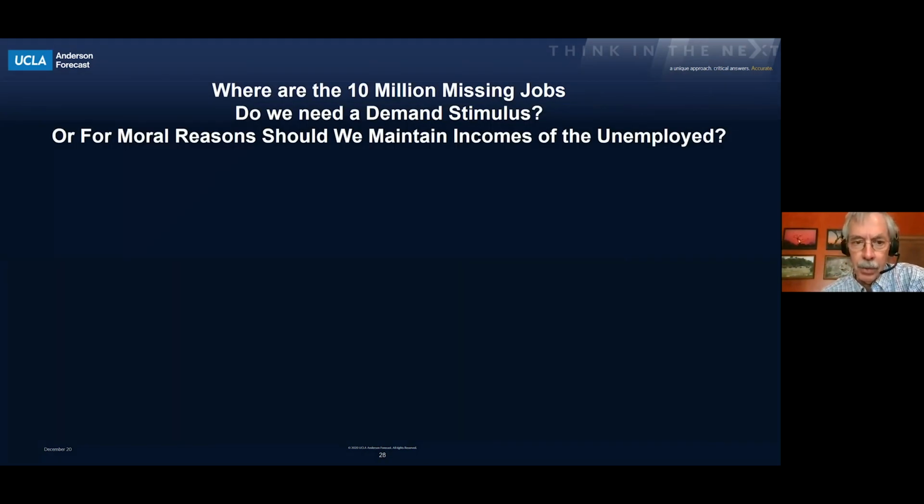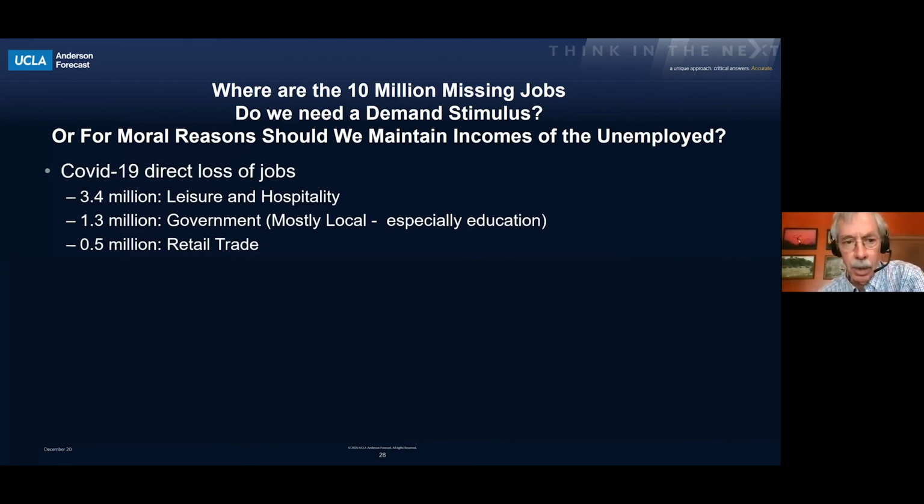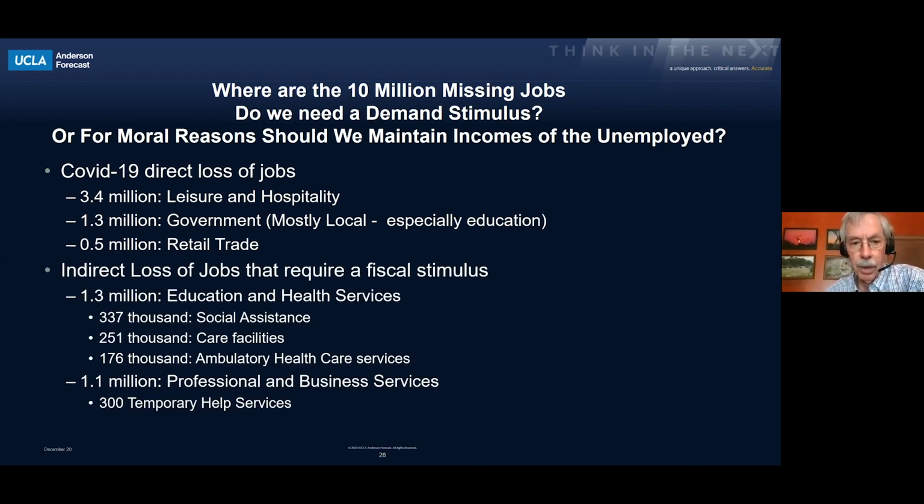So what are we going to do about this? I think we want to separate the job loss, which is a direct response to COVID-19, which is in leisure and hospitality, and government too, because a lot of that is in education, and local governments are cutting back their spending in that category, and retail trade, that's mostly a COVID-19 problem. And then there's the knock-on effects, where the income losses because of COVID-19 end up meaning less spending on healthcare by these displaced workers, less spending on temporary help services possibly.